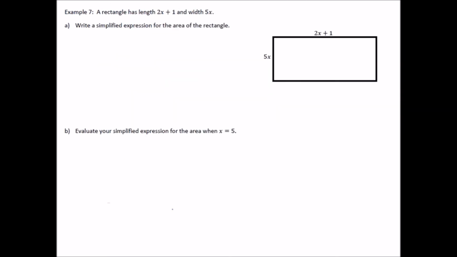Okay, and example 7. So this is the last one of the review, and then we're going to get into real grade 10 stuff. So a rectangle has the length of 2x plus 1, and then a width of 5x, okay? And we saw a lot of this last year. Write a simplified expression for the area. So we know that the area is the length times the width.